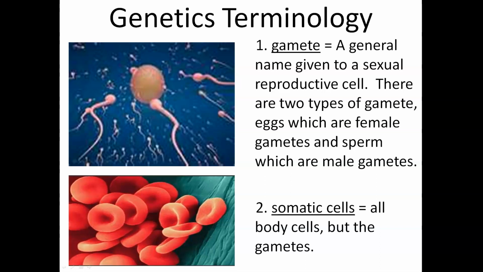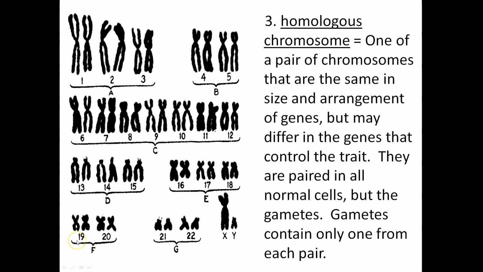Number two are somatic cells. These are your body cells, so every cell in your body, but not the gametes. Homologous chromosomes. These are a pair of chromosomes. They match in the size of them and the arrangement of the genes, but obviously are going to differ in the actual DNA that is encoded in those genes.